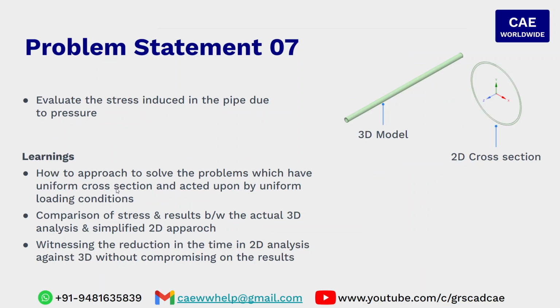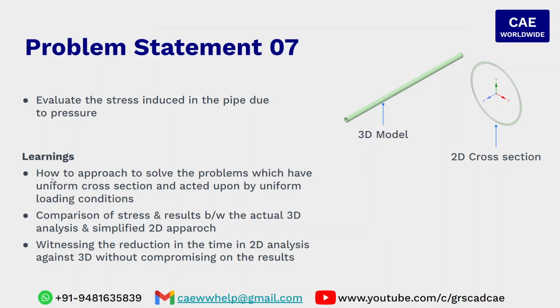The next problem, on the right hand side you can see that it is a thin, hollow, long tube and the cross section of this tube is shown here on the right hand side. The problem statement reads like this: evaluate the stress induced in a pipe due to pressure. Let's assume the pipe is being supplied with a constant pressure inside and we are interested whether it is going to burst, crack, or is it going to cross the yield or not.